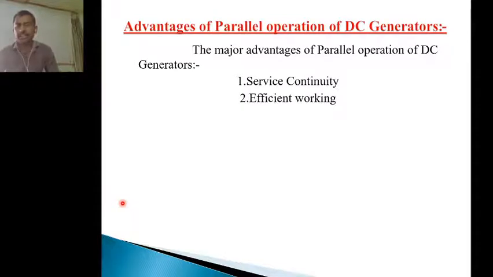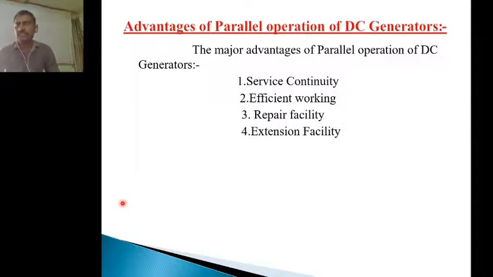And coming to the second advantage, efficient working. We are providing continuous service, which itself indicates that it can be working very efficiently. And coming to the third point, repair facility. That means if you connect many generators in parallel, and any one generator gets damaged, and you want to repair it, we just remove that particular generator from the system and repair it, and until then we can maintain the service from the remaining system itself. So the repair facility also doesn't disturb anything.